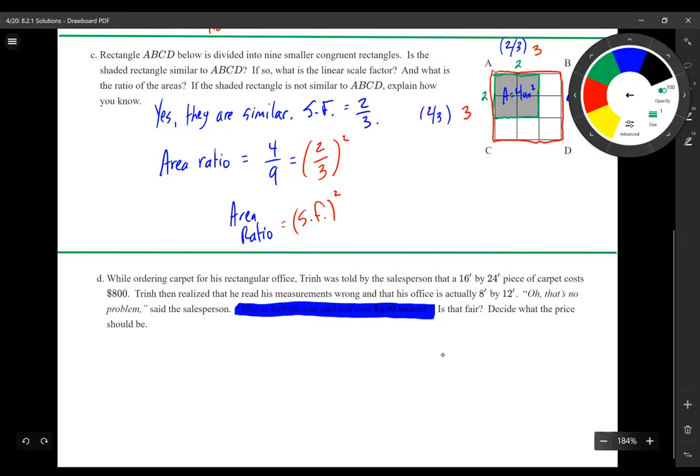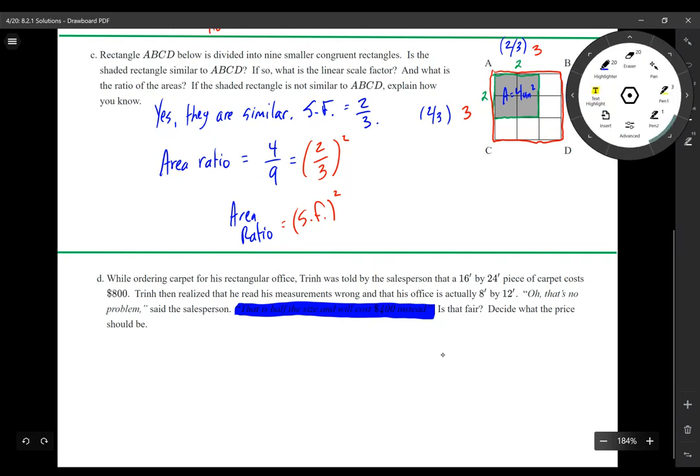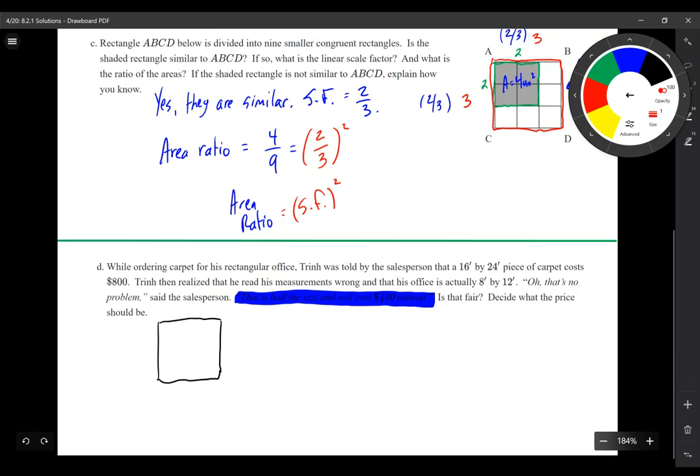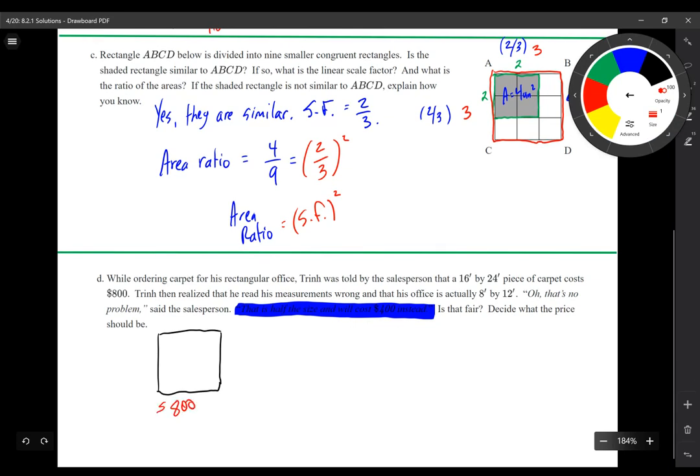So let's just draw two different carpets. Since they're rectangular carpets, it's not too hard to draw these two. We've got a 16 by 24 carpet right here, and it costs $800. 16 by 24 means that our area is going to be equal to 384 units squared, or it looks like feet squared. It's a big carpet.